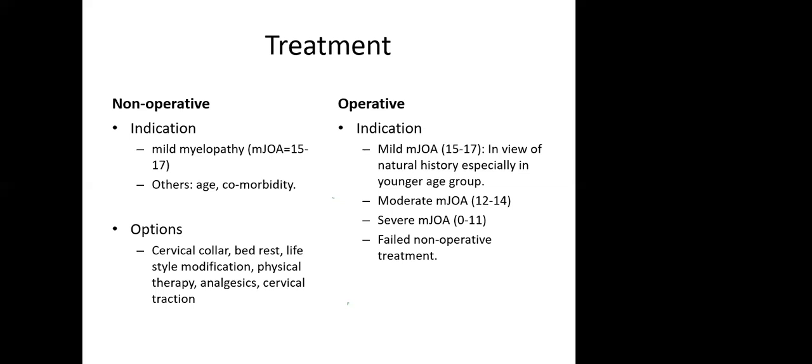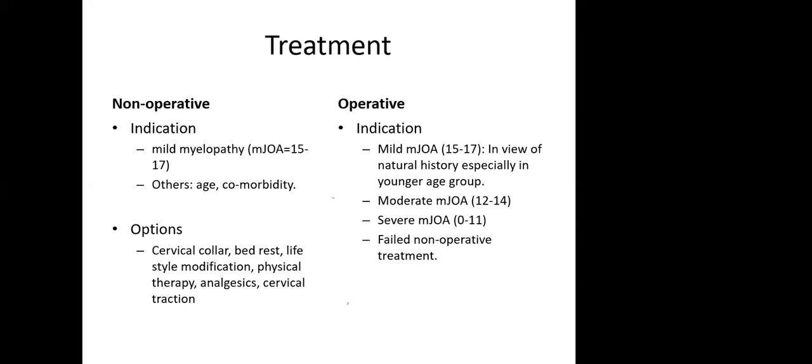Now, what are the treatment options for a patient with cervical spondylotic myelopathy? It could be either non-operative or operative. The indication for non-operative treatment is in those with mild myelopathy, that's a modified JOA of 15 to 17. However, when taking this decision, it will be good to bring age into consideration. The very elderly may be better candidates to consider for non-operative management, or when they have mild myelopathy, because of the natural history that has been stated.